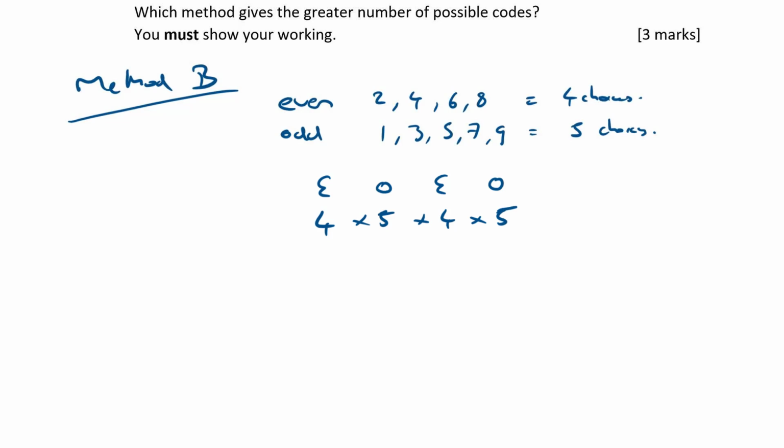So my total choices for even, odd, even, odd is going to be 4 choices, 5 choices, 4 choices, 5 choices. And if I multiply those all together, 4 times 5 times 4 times 5, that comes out to be 400 possible solutions. So what was the question? Which method gives the greater number of possible codes? It's going to be method B.